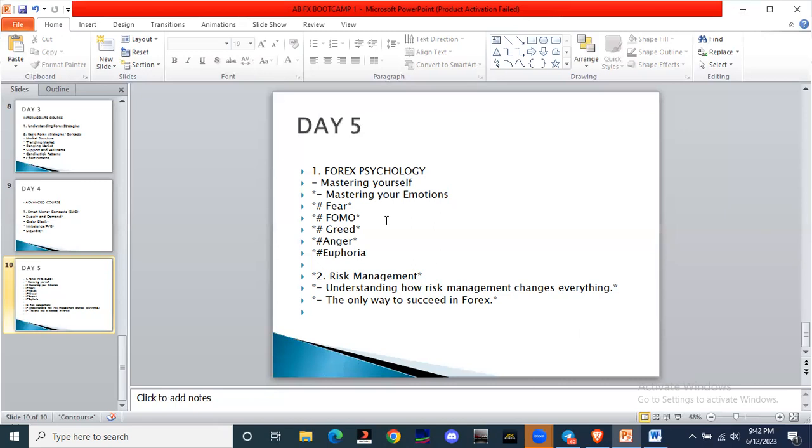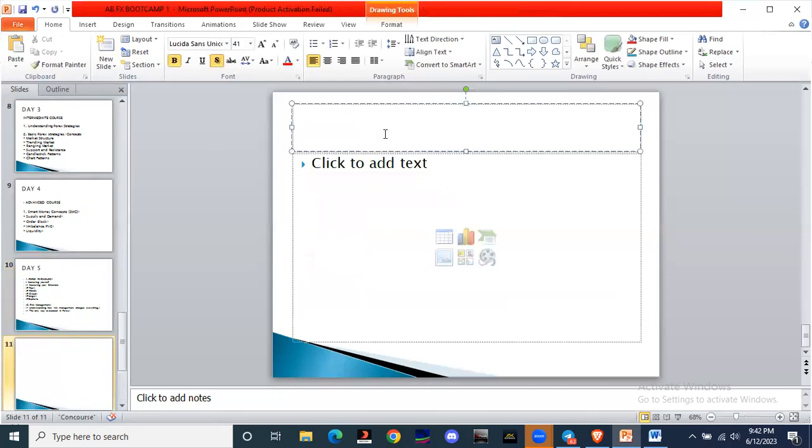So now, how do you control these trading emotions? How are you able to control your trading emotions? It is by having a trading plan. Having a trading plan, that is how you control your emotions.